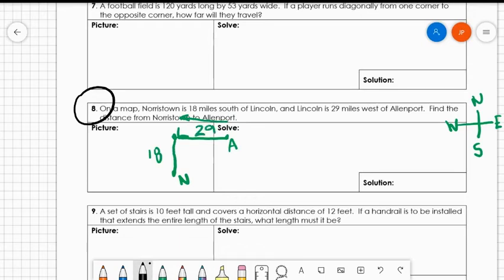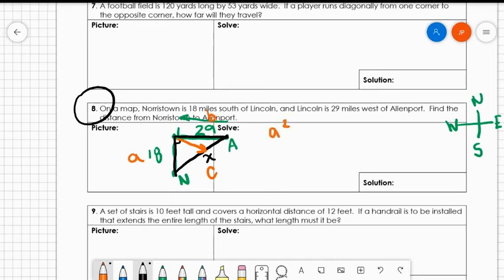And they want me to find the actual distance from Norristown to Allenport. So hopefully you're seeing, again, that this is my triangle that I'm working with. And this is x. That's what I'm trying to find. It's the only side of the triangle I don't know. Once I've got that, let's figure out what c is. Crossing the right angle, so it's going to be x in this case. We'll call it 18 a. We'll call it 29 b.